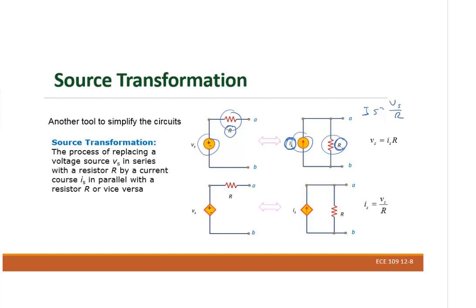You can go the other way too. If you have a current source with a parallel resistor, you can transform that into a voltage source and series resistor. In this case, the voltage source will be equal to IS times R. You can do the same thing for dependent sources too. You have a voltage source, series resistor here. We can make a dependent current source with the parallel resistor. Same idea here. Let's give an example.